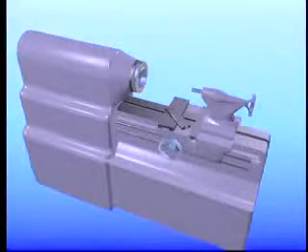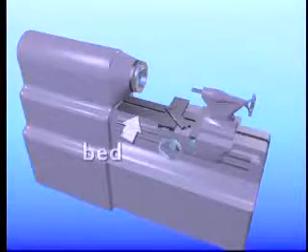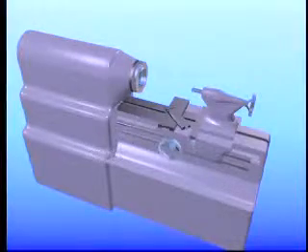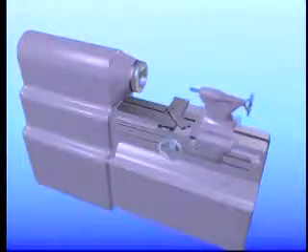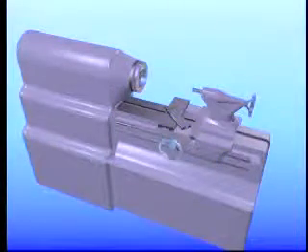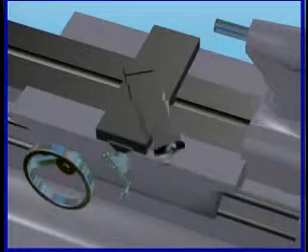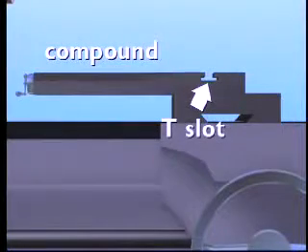I'll review the parts of the lathe in this illustration. Here's the bed of the lathe. The headstock is at one end of the bed. The tailstock, shown here, can be positioned anywhere along the bed. The saddle also rides on the bed of the lathe. The cross slide is built into the saddle. It moves perpendicular to the bed. The compound is mounted on the cross slide. The direction of motion can be set to any angle. Tool holders are usually attached to the compound with a T-slot, shown here.